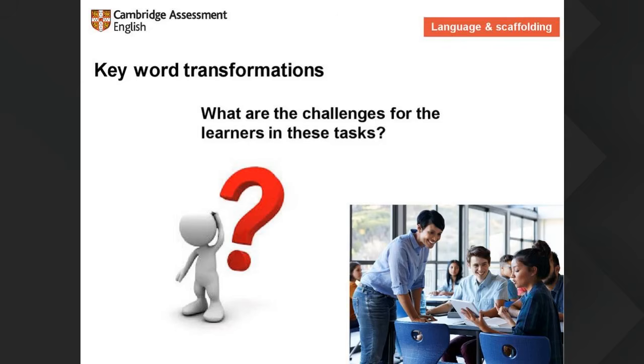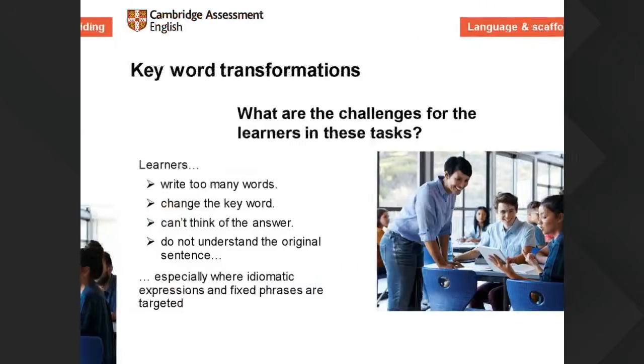That they don't read the instructions and they write too many words. Well, she's so strict. She's so strict. You know what I mean? But it happens, unfortunately. And sometimes they change the keyword, the given word. Sometimes they can't even think about the answer, even if they know it. And sometimes comprehension can be tricky, and they don't understand the original sentence. So obviously, their rephrasing is compromised. So, approaches to help, Victoria?